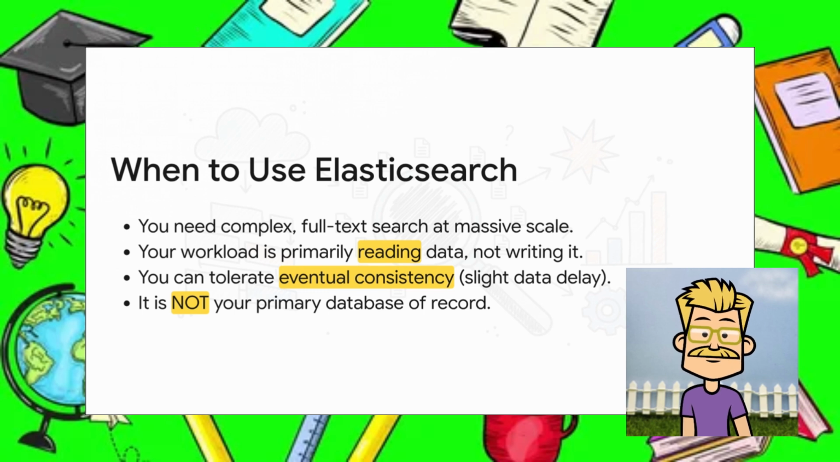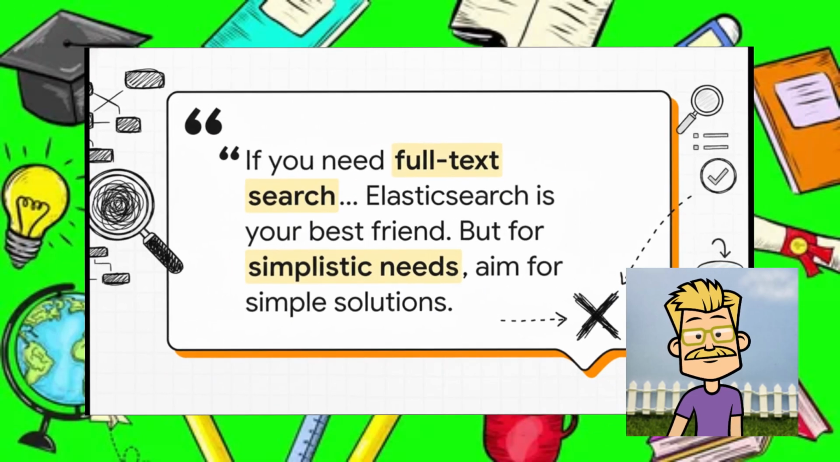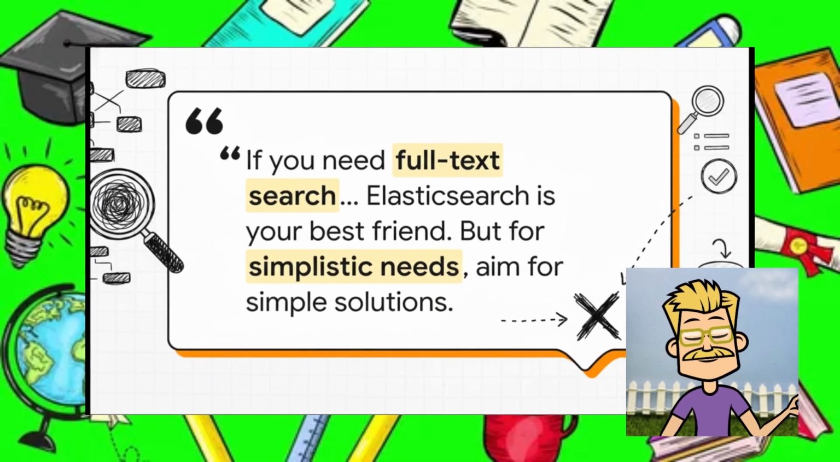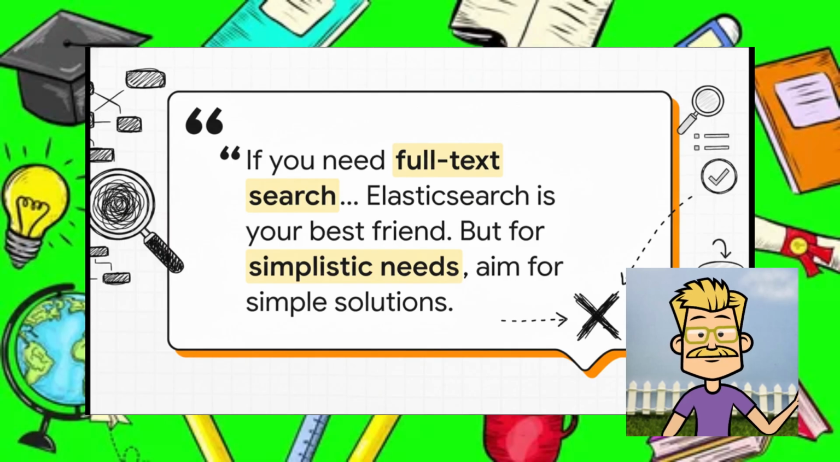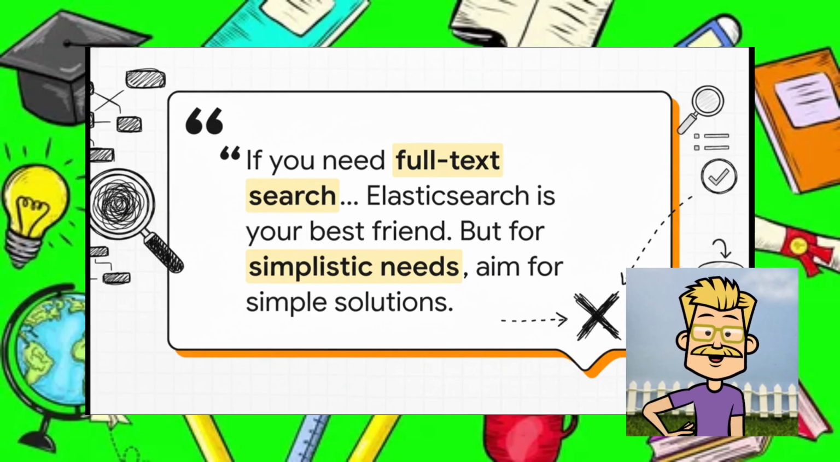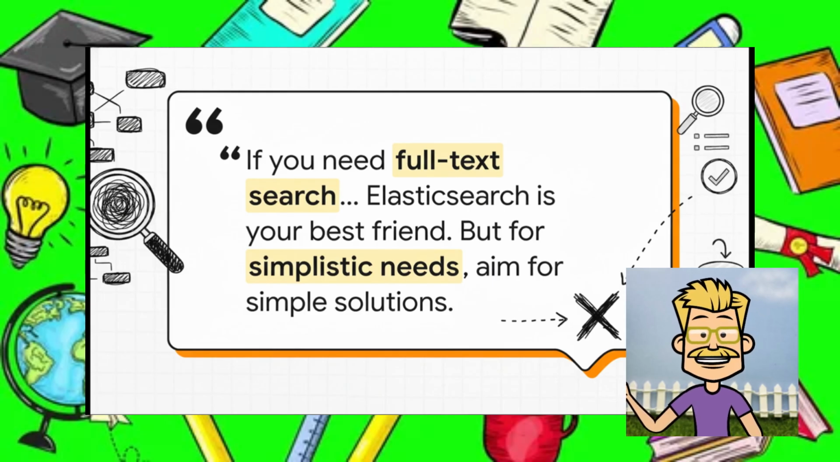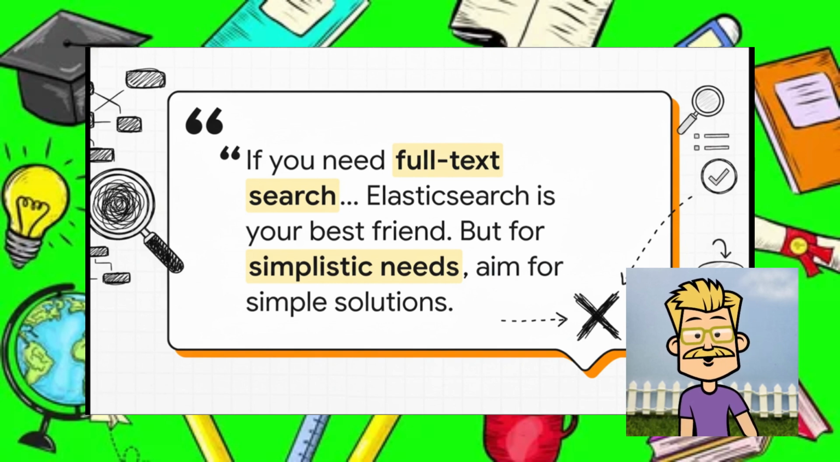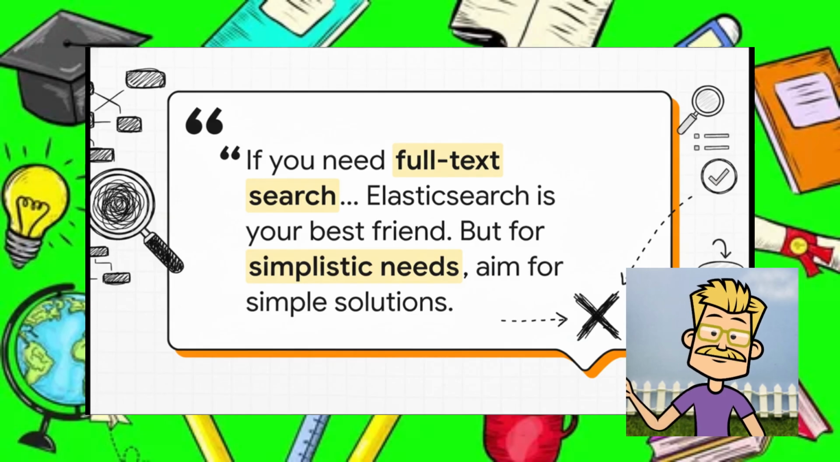You also have to be cool with something called eventual consistency, which just means there might be a tiny delay, like a second, before new stuff shows up in search results. And this is the big one. Please remember, it is not a primary database. It's a search engine. And really, this quote just nails it. If you need to search billions of documents, if you need that powerful full-text search, Elasticsearch is a game changer. But, and this is a big but, if your needs are simple, don't bring a cat into a knife fight. A simple solution, maybe even the search feature already in your database, is probably the right call. It's all about using the right tool for the job.